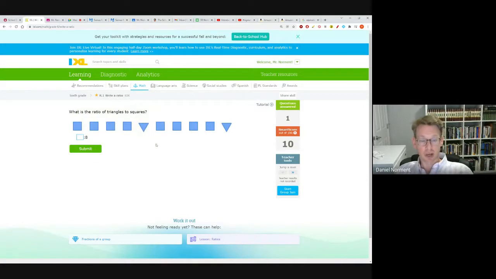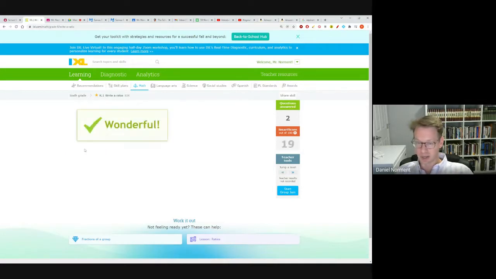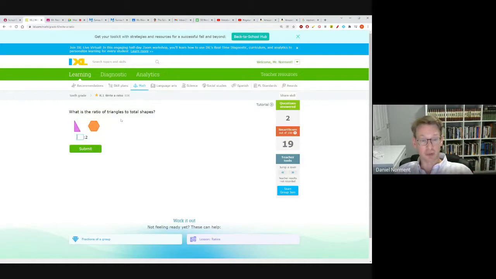What's the ratio of triangles to squares? There's 2 triangles. There's 1, 2, 3, 4, 5, 6, 7, 8 squares. They already have 8. I just need to put the first number down. Class, that's how you do that assignment. Now, ratio of triangles: there's 1 triangle to total shapes. There's 2 total shapes. Boom, the end. So that's how you do the first assignment, whatever I give you for IXL.